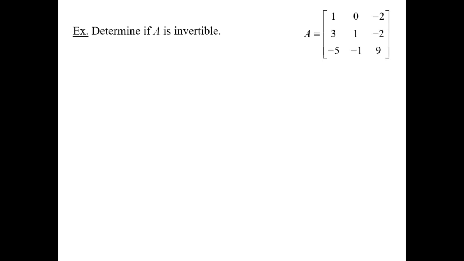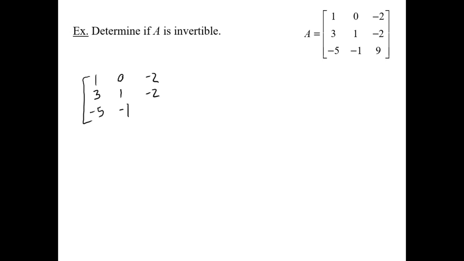Probably the easiest one is to find the pivots. If A has a pivot in every row and every column, then my answer is going to be yes, it is invertible. And if it doesn't, then the answer is going to be no, it's not invertible. So let's take A and let's reduce it. Okay, and again, all I need are the pivots. I don't even need reduced.